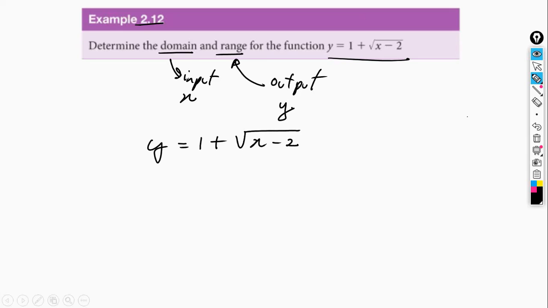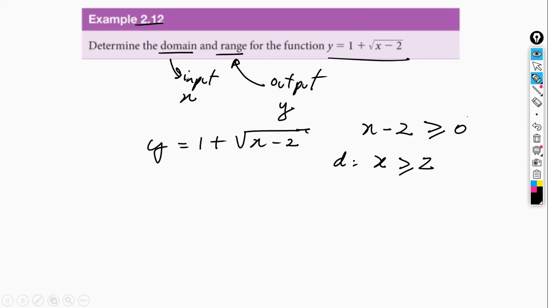So are there any limitations here for the input values? Well, yes, right? Because this is a square root. So like the previous case, x minus 2 needs to be greater than or equal to 0. Now, if we solve for x here, it's simply going to be that x is greater than or equal to 2. So this is the domain.